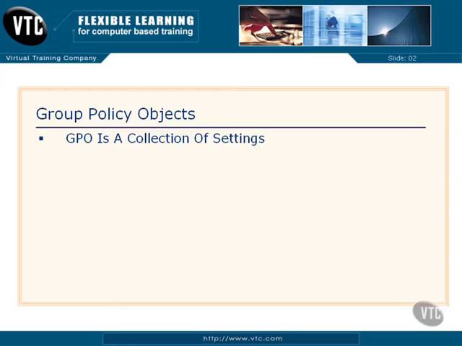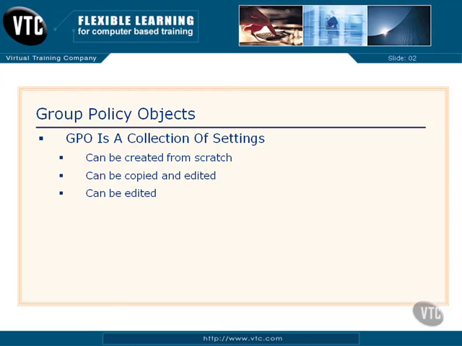Now, a group policy object is simply a collection of settings that we want to take place on user login or on computer startup. You can create a GPO from scratch, and you'll actually see this a little bit later in the same course, but in a different video. They can also be copied and edited, and this is the way a lot of people like to work with them. And then we can, anytime we'd like, go in and just edit a group policy object and make whatever changes we would like.